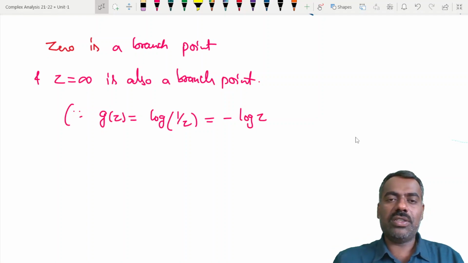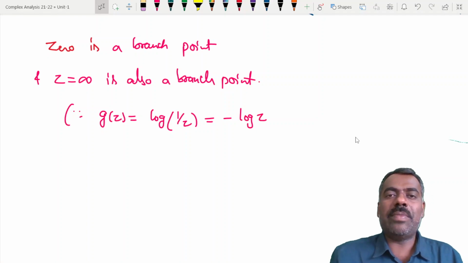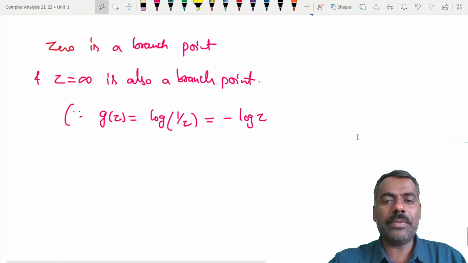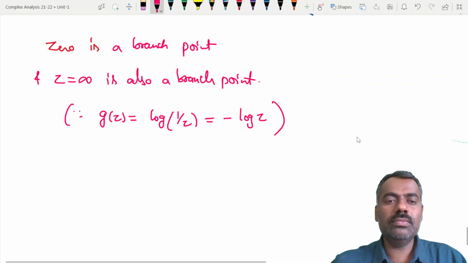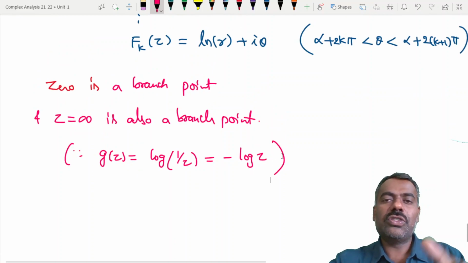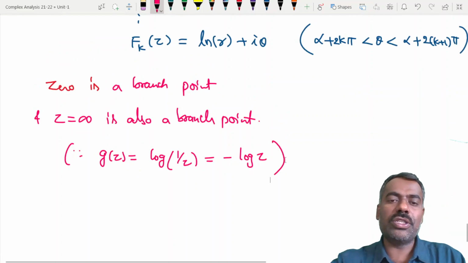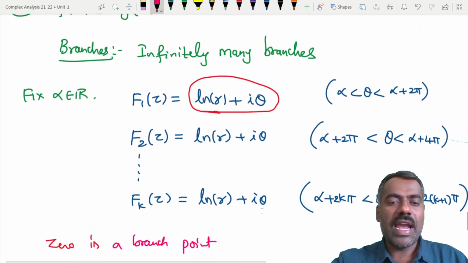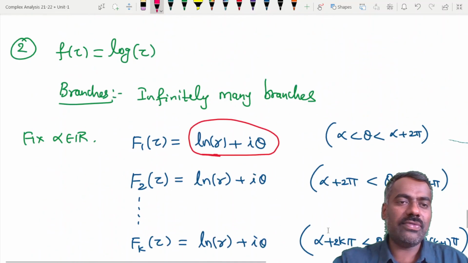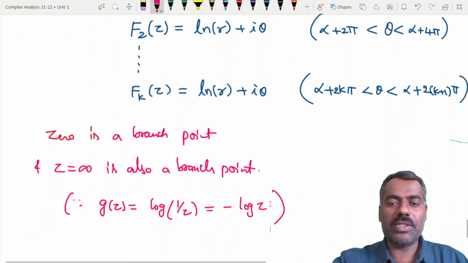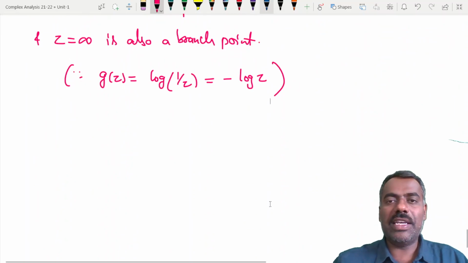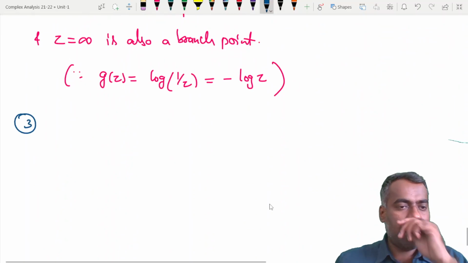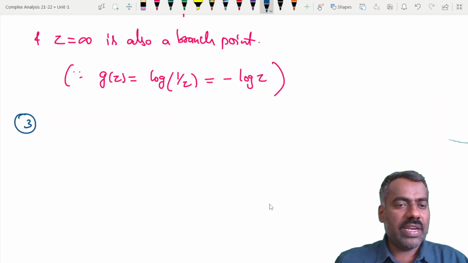Okay, log of z1 by z2 is the same as log z1 minus log z2, and log 1 is 0. Is that clear? Yes or no? So therefore it is actually minus of log z. If the log z value changes, then the minus log z value also changes. So z is equal to infinity is also a branch point, and only these two are the branch points for f of z is equal to log z. Okay, I can quickly give some examples. Whoever is interested, you can try and find out.